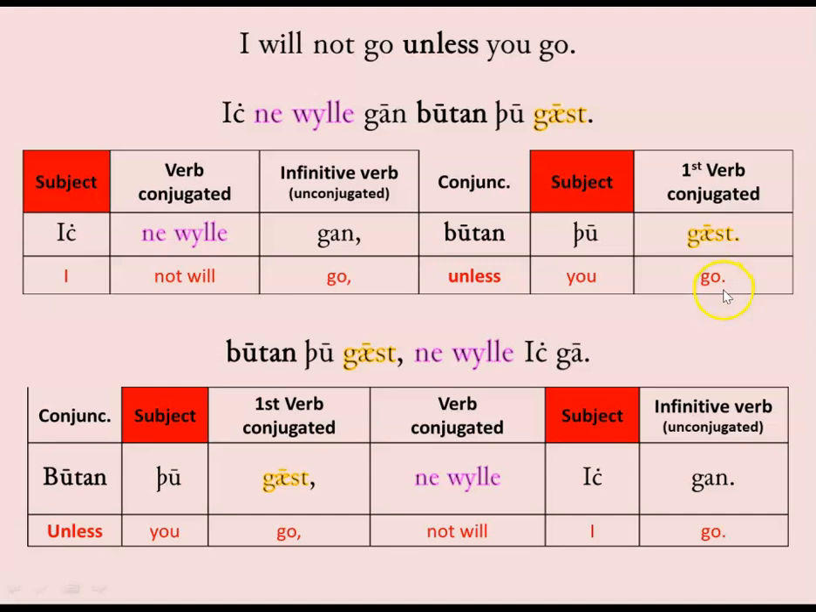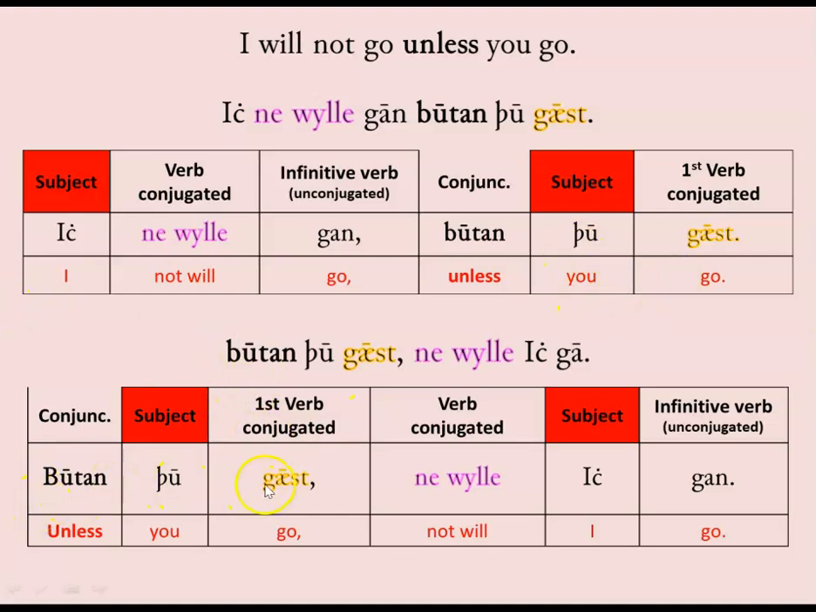All right, now, this secondary clause here, headed by buton, let's stick this out the front. We want to do that first. Maybe we want to emphasize this fact. Unless you go, I not will go. Unless you go, I won't go. Okay, we want to maybe emphasize that, so we're going to stick that first.